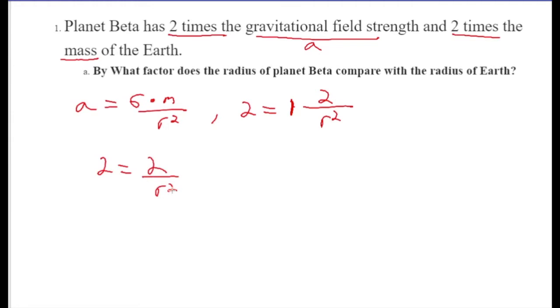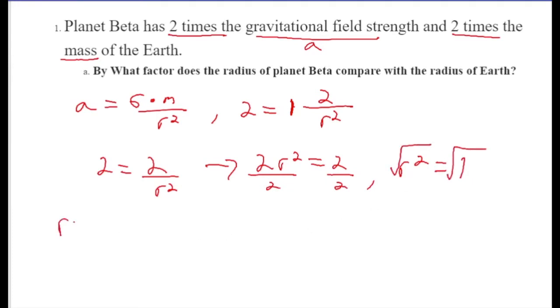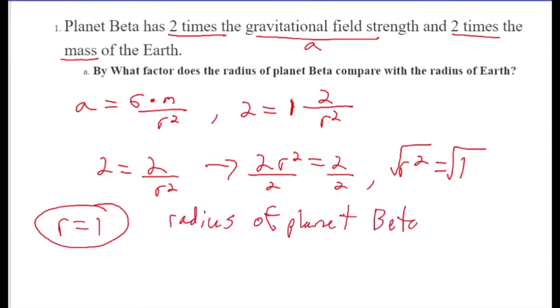To get r squared by itself, I can go ahead and multiply the r squared over if I want. I'll really take the long route here. I get 2r squared equals 2, and then I'm going to have to divide 2 from each side. I find out that r squared is equal to 1. Square root both sides, and we find out that r is just equal to 1. What does this mean? Well, this is going to tell us that the radius of planet Beta is the same as the radius of the Earth.